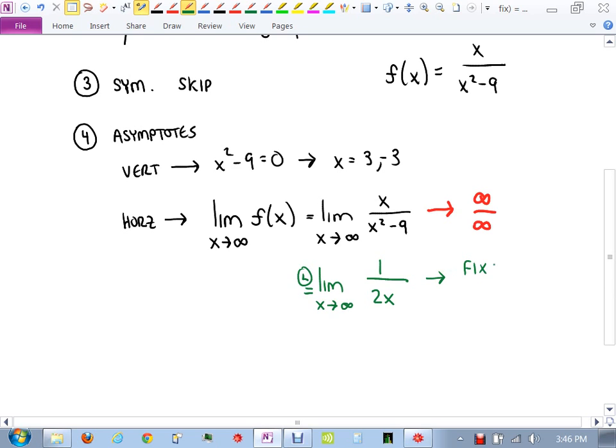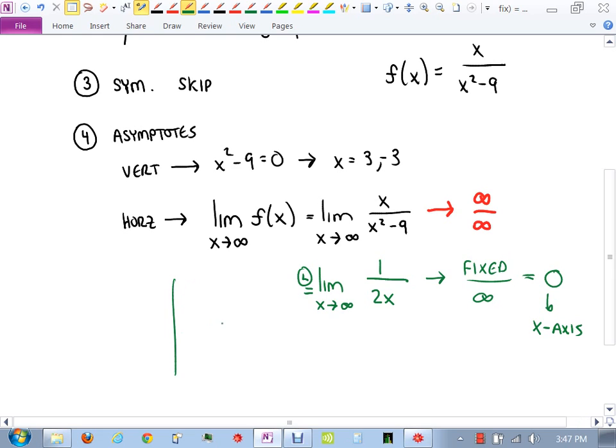Fixed over infinity. Where does that go? 0, right? So you have a horizontal asymptote of 0. That means as you go out to the sides, this function is headed to 0, which is the x-axis, isn't it? Isn't 0 the x-axis?